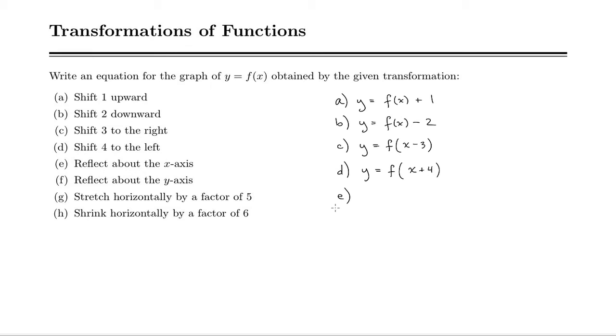All right, for E, we want to reflect about the x-axis. Reflections come by introducing negatives. And when we're reflecting about the x-axis, that is actually a vertical reflection. Okay, because it's across a horizontal line, but it's actually moving vertically. And so, because it's a vertical transformation, it happens to the entire function. So negative f of x.